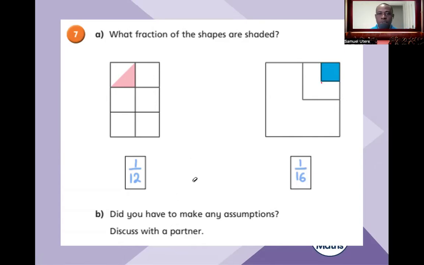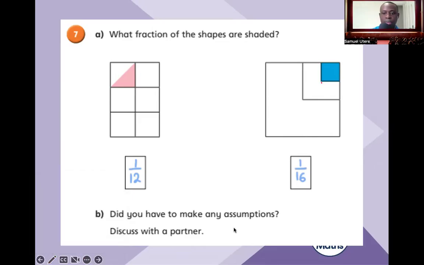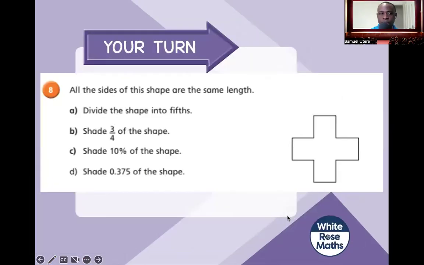Now, the assumptions we made are what I showed you here, which is what you're being asked. You can discuss that with your partner or with anyone else you're learning with. Okay, well done. Well done for keeping up with our lesson.